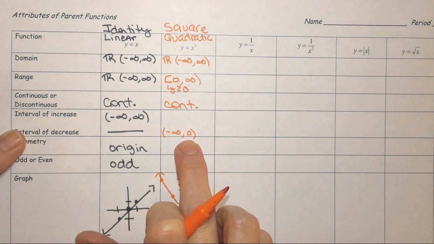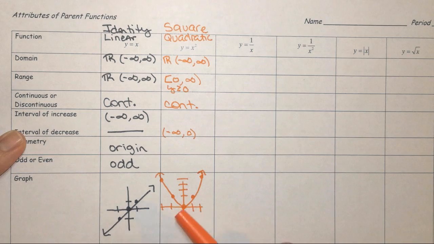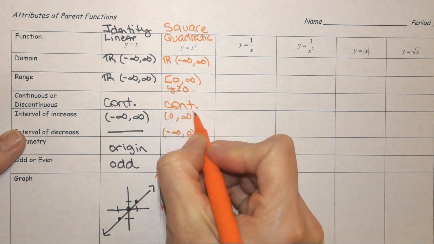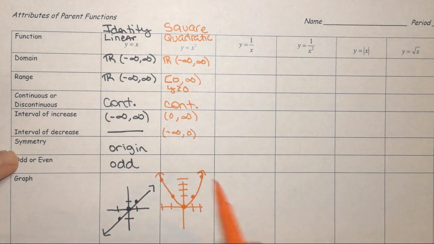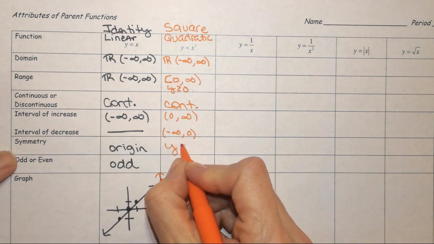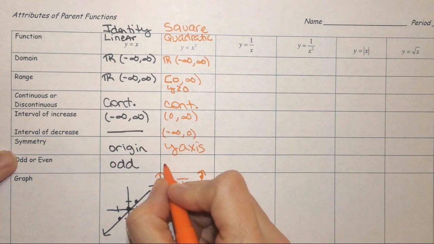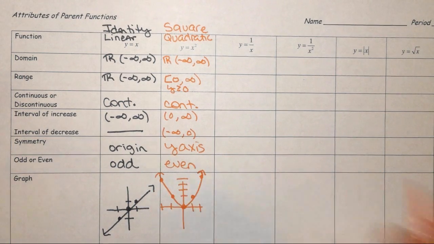0 is not included because it's a turning point. And then from 0 to positive infinity, it goes back up. This function is symmetric about the y-axis. Because it's symmetric about the y, we call it an even function.